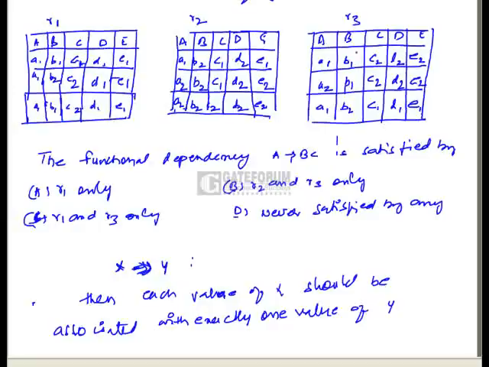Let us check with the third relation R3. Here A1 is associated with B1 and C2, and if we observe the third row, A1 is associated with B2 C1. Hence, the third relation also will not satisfy the functional dependency A gives BC. So the correct option is never satisfied by any, which is option D.